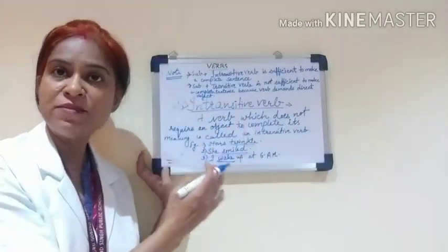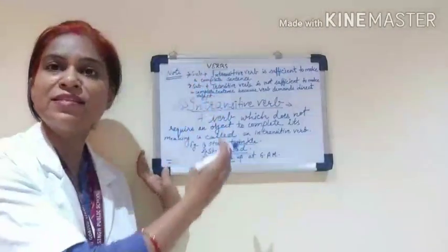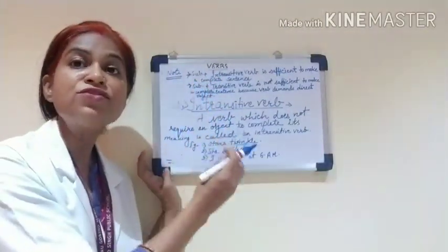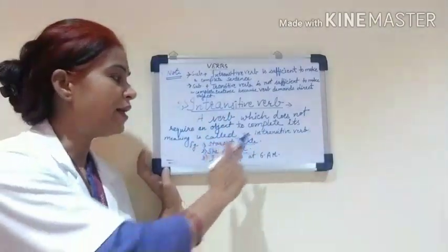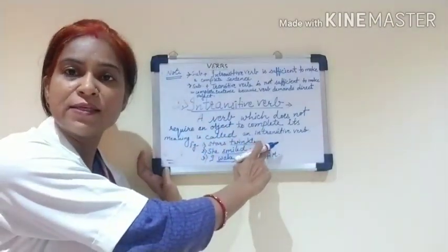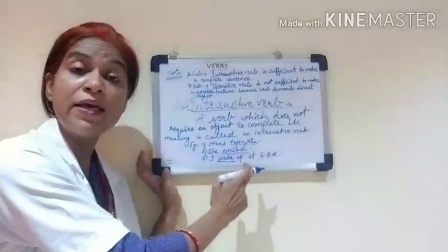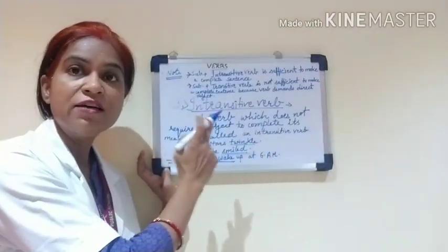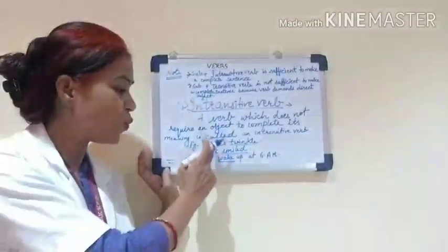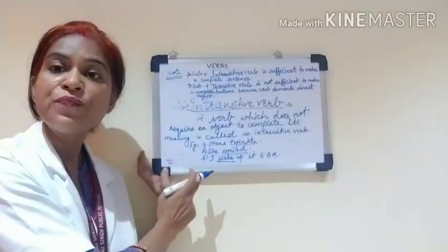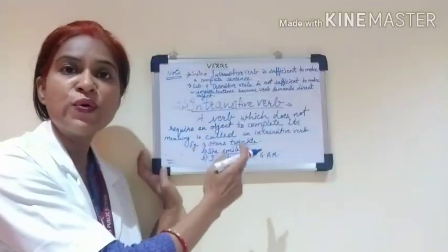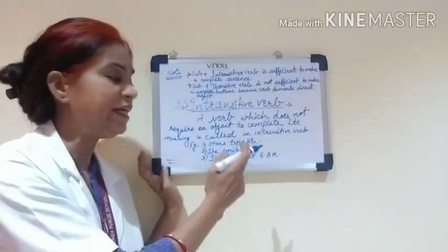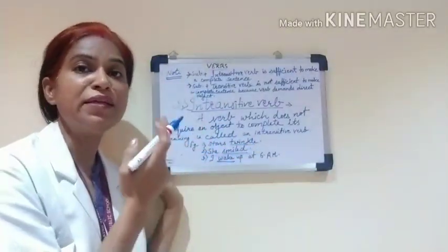All the verbs in these sentences are intransitive. They are not followed by objects. The verbs in sentences 1, 2, 3 do not require any other words to complete their meaning.